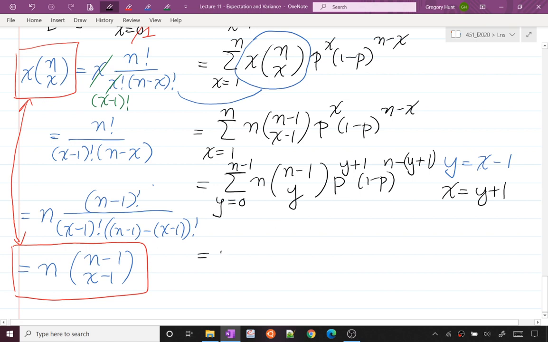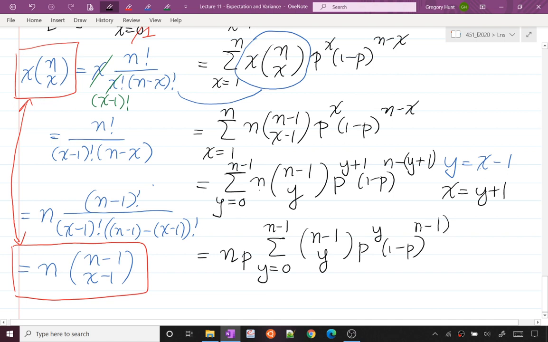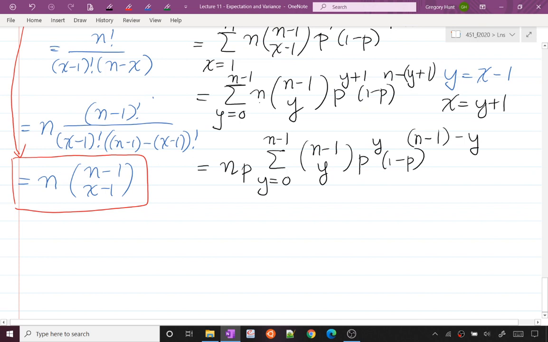Let's now factor out my n out of my sum. Let's factor out one of these p's. And what we're left with is the sum y goes 0 to n minus 1, n minus 1, choose y, p to the y, 1 minus p. Now what do we have? We can rewrite this as n minus 1 minus y. Okay. That looks like we're just screwing around, changing a bunch of variables.